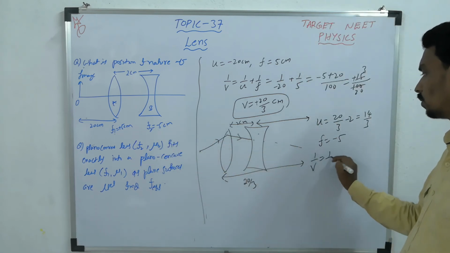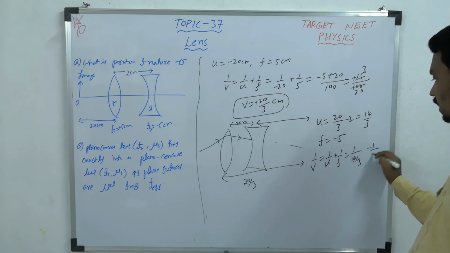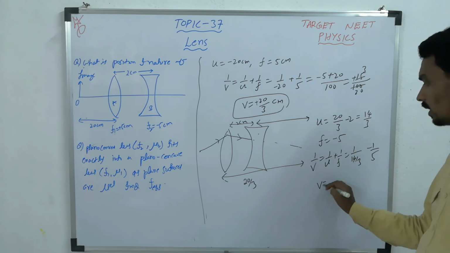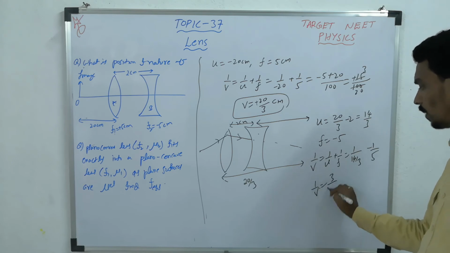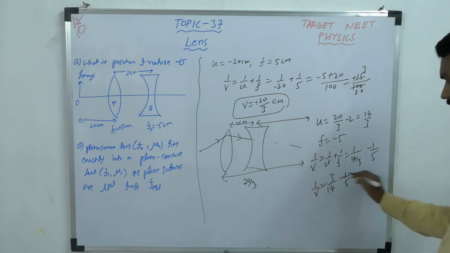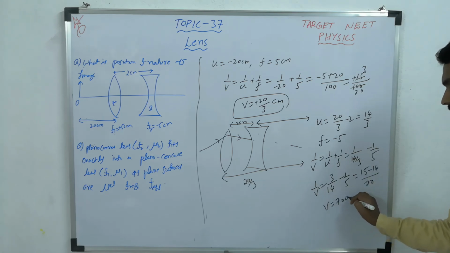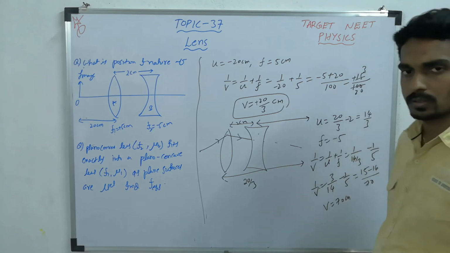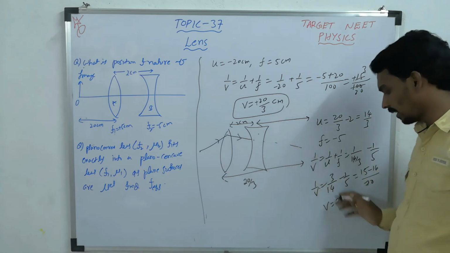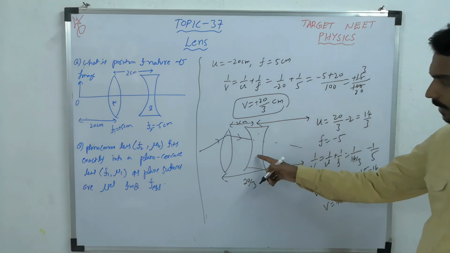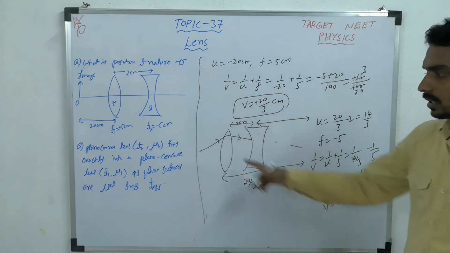1 by V equals 1 by U plus 1 by F, so 3 by 14 minus 1 by 5. If you calculate, 15 minus 14 by 70. So V is 70, a positive value. Positive value means the other side. So the image is at a distance of 70 centimeters from the concave lens, and at a distance of 72 from the convex lens.